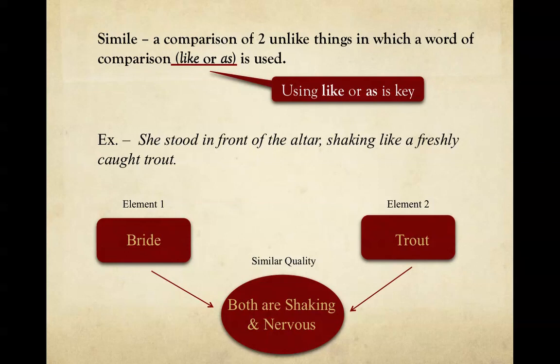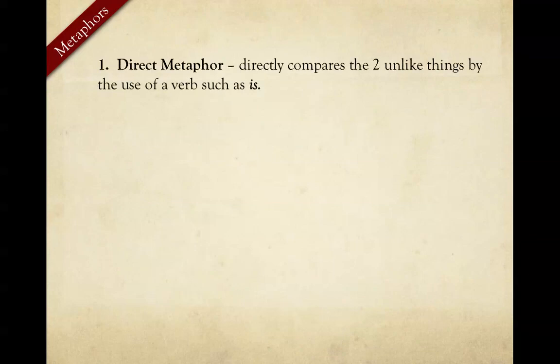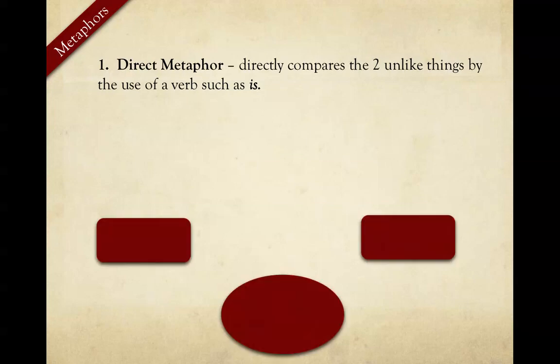Okay, so remember, it's a comparison of two unlike things in which a word of comparison such as like or as, and that's the key, like or as has to be used. Metaphors. Let's talk about metaphors. First metaphor we're going to talk about, and there are several we will talk about, is called a direct metaphor, and it directly compares the two unlike things by the use of a verb such as is. So that's the important part. It could be was as well, but it uses this verb to compare the two things.